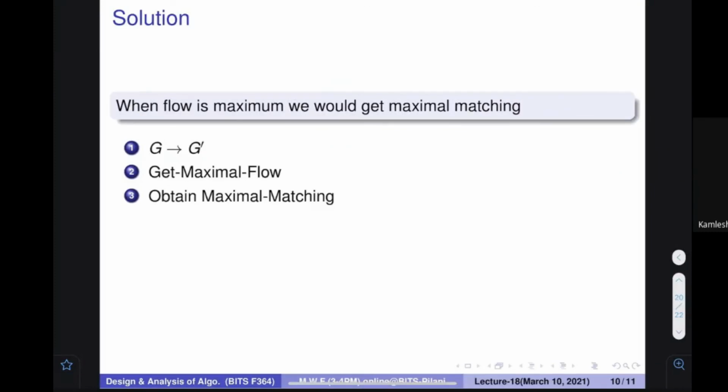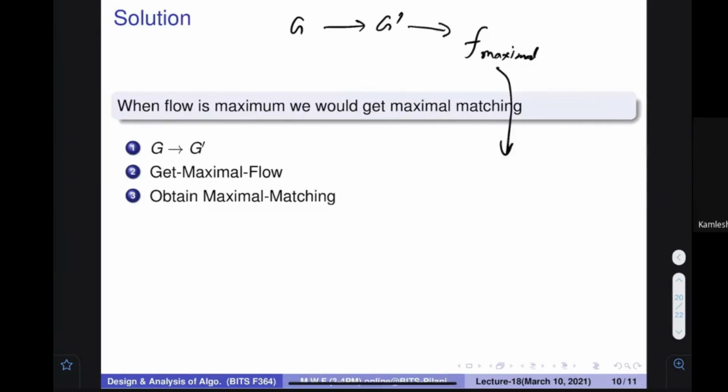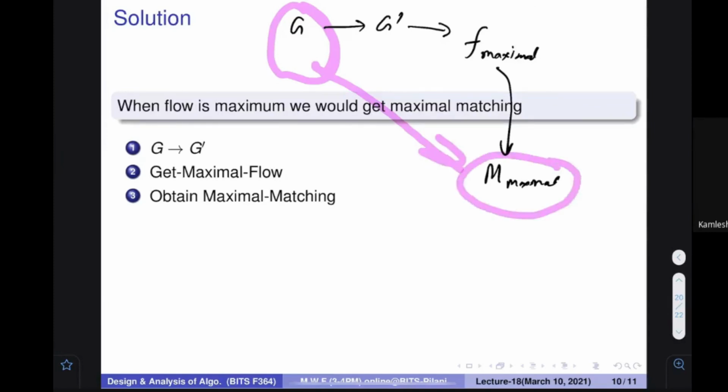Okay, so now let us solve our problem. What is our problem? We were given a G. So the solution is this: create G dash, as we have talked about a few minutes before. Then you apply Ford-Fulkerson to find the maximal flow. Maximal flow, not any flow. Then you use this flow, because from any flow you can create the M, and its size would also be the maximal. So ultimately, from G we have actually computed this particular solution.